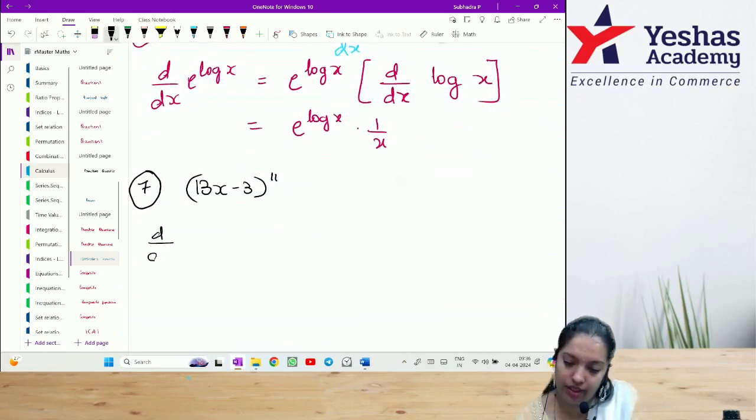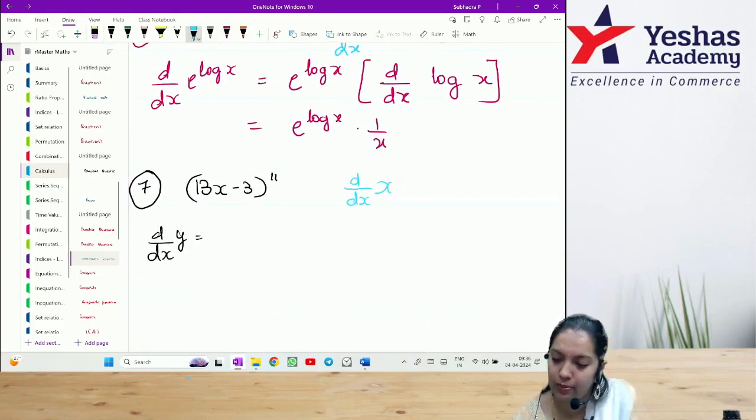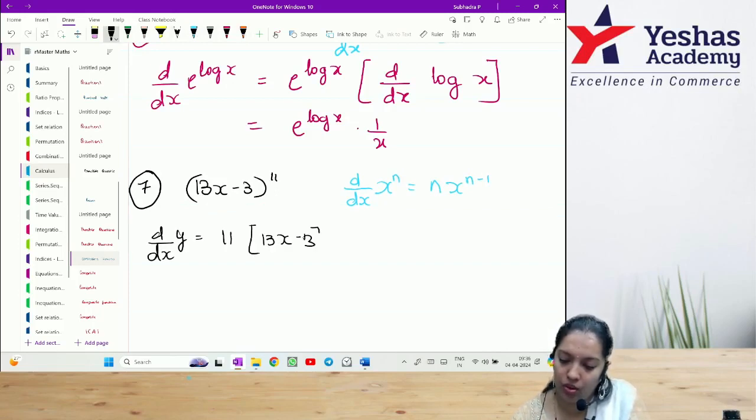Derivative of y is equal to... when I look at it for the first time, I feel this looks like x power n, n into x power n minus 1. So this answer will be 11 into 13x minus 3 whole to the power 11 minus 1 into derivative of 13x minus 3.